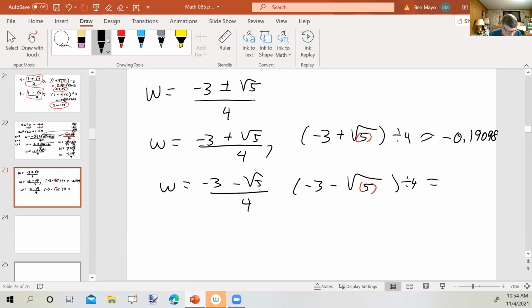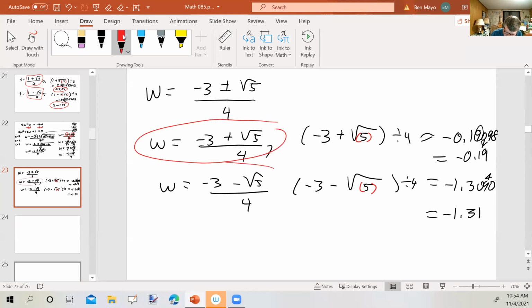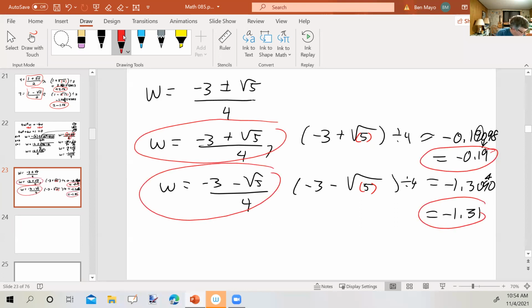19098, which rounded to the nearest hundredth, the 0 would round down, so negative 0.19. And then the second one, we have negative 1.3090. The 9 would round up, so we get negative 1.31. So here are the exact answers. Here are the decimal approximations to the nearest hundredth.